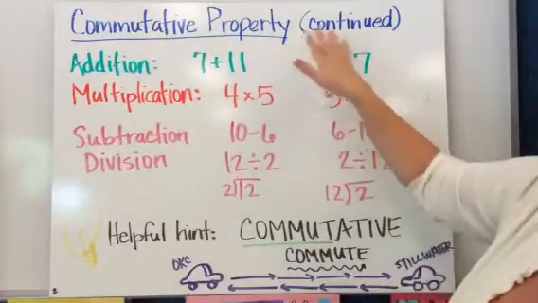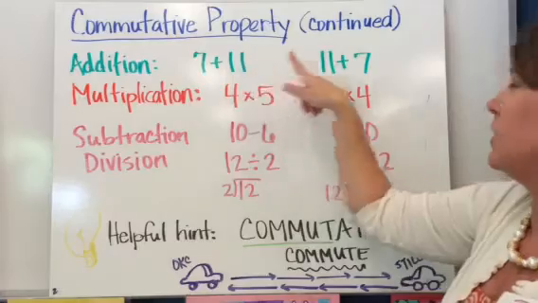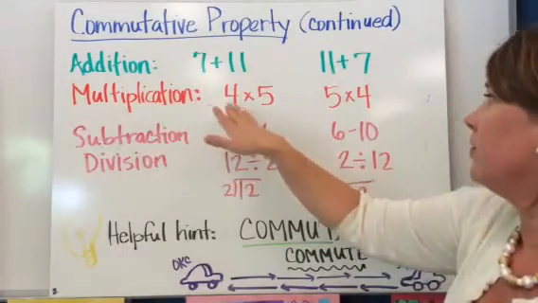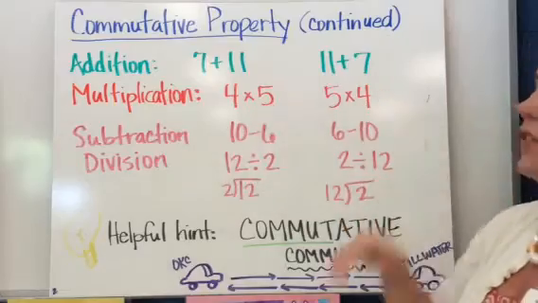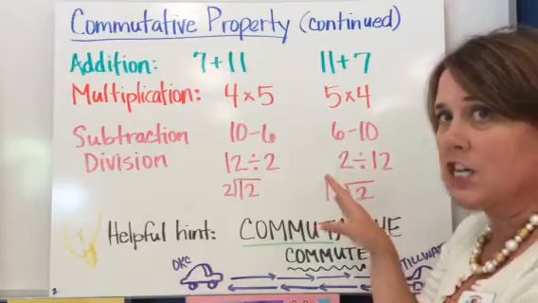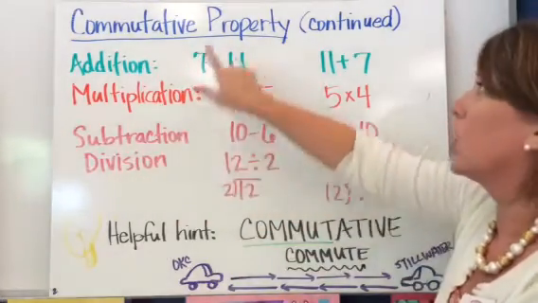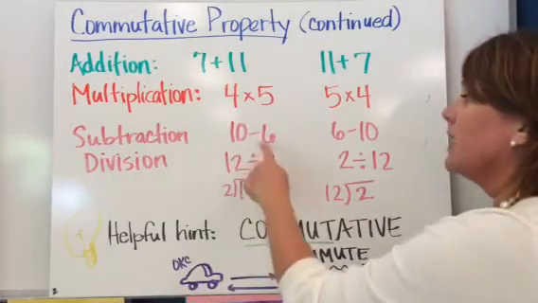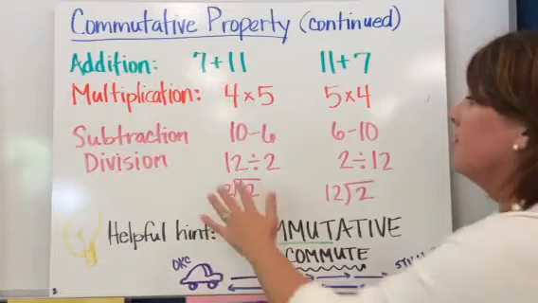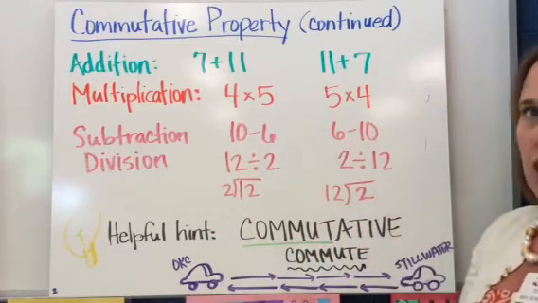Continuing with the commutative property, I want to repeat, addition: 7 plus 11 is going to give you the same value as 11 plus 7. In multiplication, 4 times 5 is going to give you the same product as 5 times 4. Now, subtraction does not work that way. Subtraction and division, neither of these are commutative, because 10 minus 6 and 6 minus 10 are not the same thing. Same as 12 divided by 2 and 2 divided by 12, not the same thing.